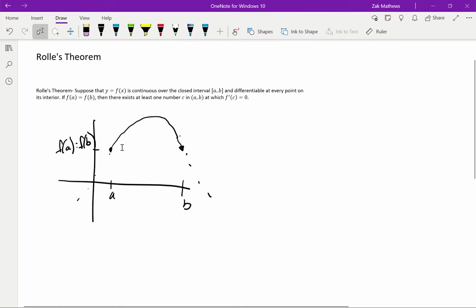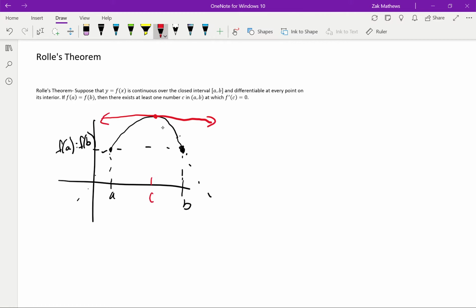Well, the only way that that is true, that these 2 things have the same value and it is continuous, is if it had to have turned around somewhere in the middle. We're never going to get the same values unless somewhere in here we would have a horizontal tangent line. The function had to turn around. That value is c. Of course, if we had a non-continuous function, this would be easy.